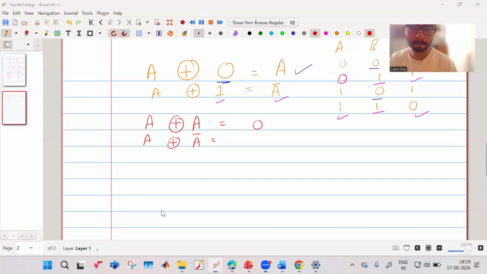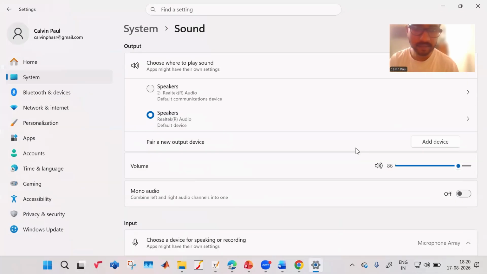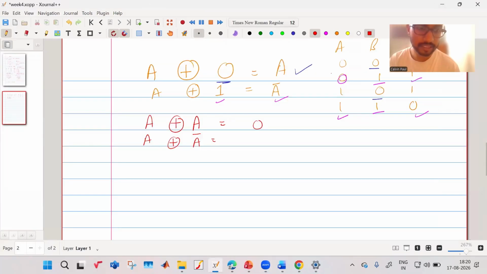Again, I'm not able to hear. There's still an issue in the sound. Okay, one minute. Let me just use my headphones. That will be better.